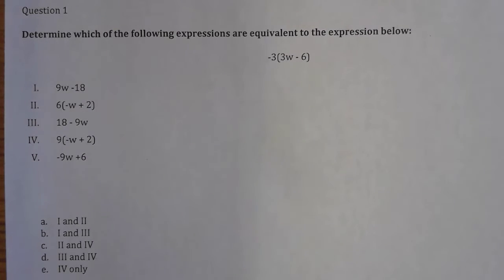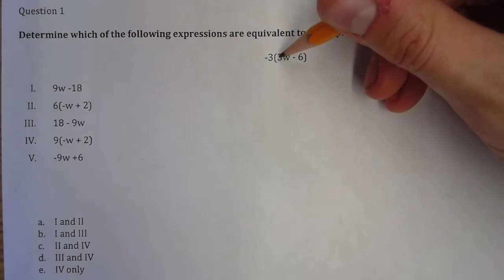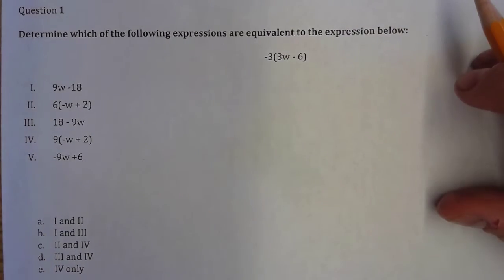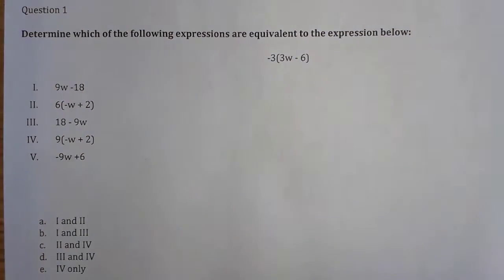Now this one is a very important one to pay attention to. I'm going to go over a couple of different methods to solve this problem, but make sure you're paying attention along the way and maybe you'll learn something. So, determine which of the following expressions are equivalent to the expression below. We have negative 3 times 3w minus 6. And we have a couple of answer choices here. Some of them are going to work, some of them are not going to work, and we're going to find out how and why.